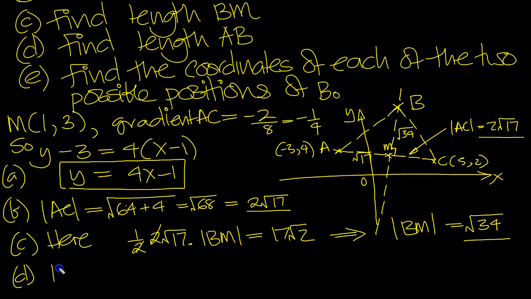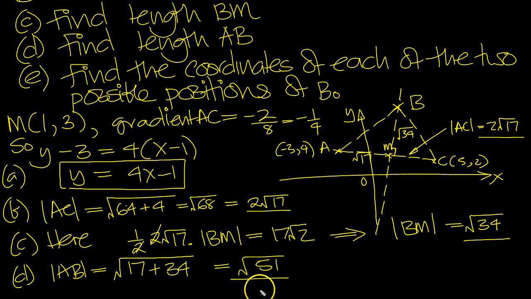So length AB is equal to, use Pythag, the square root of the other two sides squared and added. Root 17 squared is 17. Root 34 squared is just 34. 34 plus 17 is root 51. That's length AB. So this length here then is root 51 in the picture.